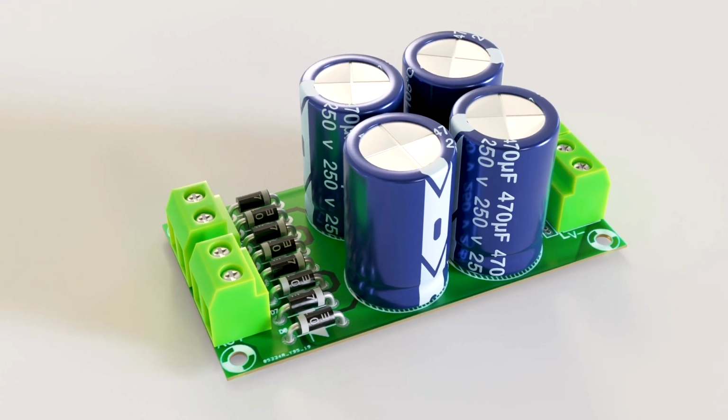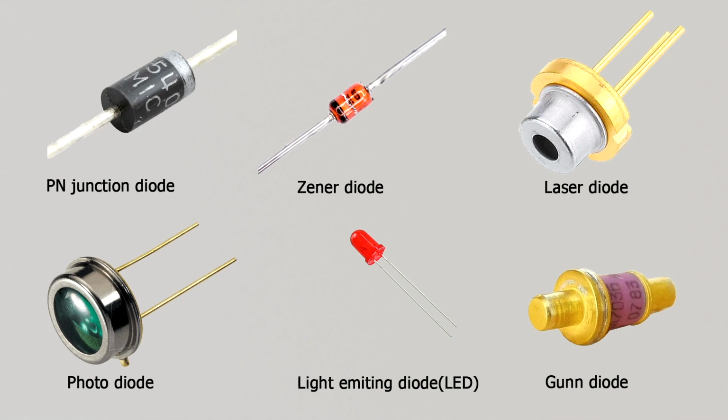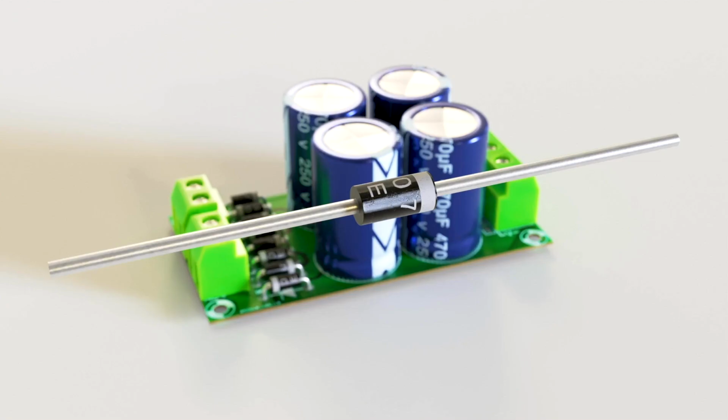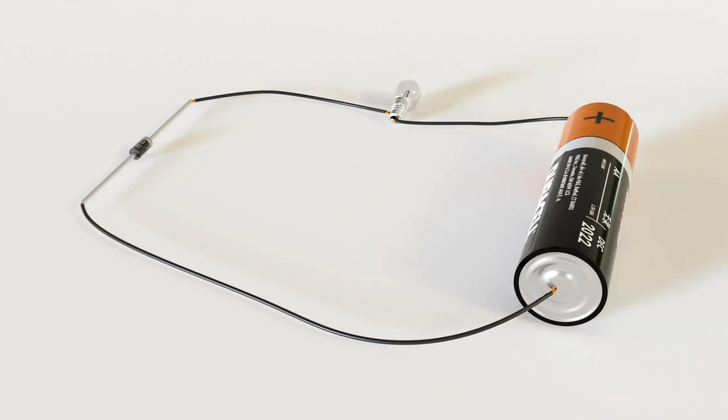Diode has a significant role in modern-day electronics. There are so many different types of diode. Each one has its own unique abilities. This particular video is about p-n junction diode. A diode is like a one-way valve which allows the flow of current in one direction and blocks the flow of current in the opposite direction.